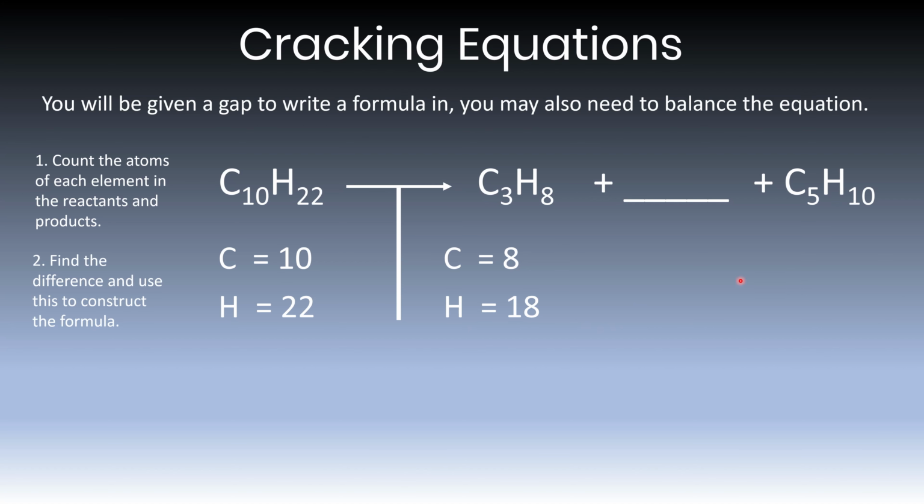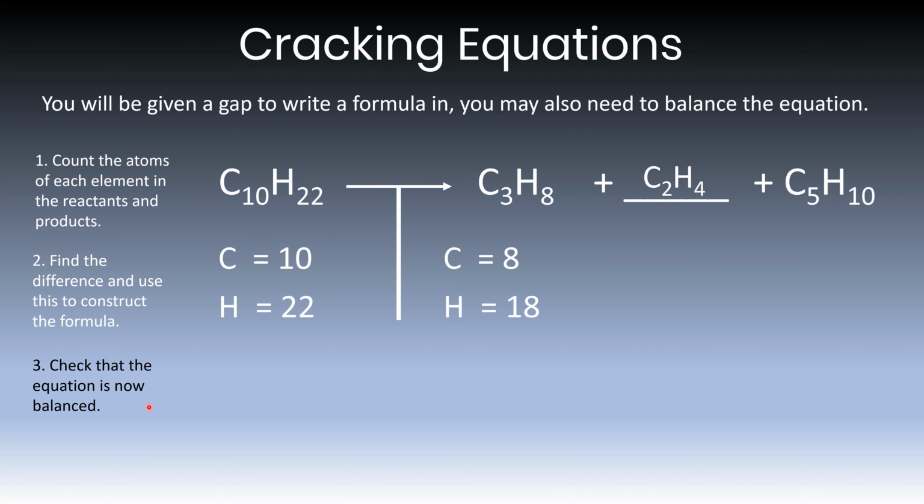Next up, what we're going to do is find the difference between the numbers of atoms on the left in the reactants and the number of atoms on the right in the products. So you can see I've got 10 carbons on the left, but only 8 on the right. So I'm going to need another 2 carbons in whatever this thing's formula is in order to balance that out. And then I've got 22 hydrogens on the left, but only 18 on the right. So I'm going to need another 4 hydrogens on the right here. That's all one formula, not 2 separate things. I've stuck those together to make C2H4, which is ethene, by the way.